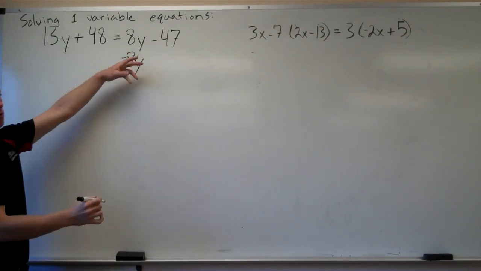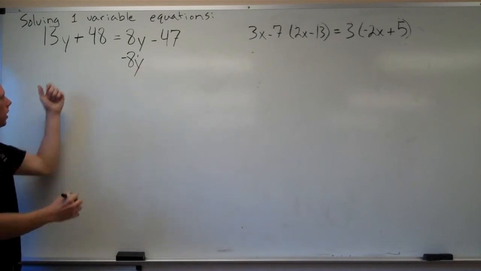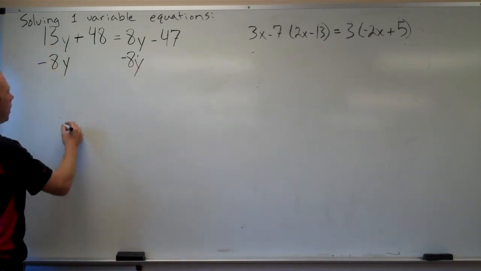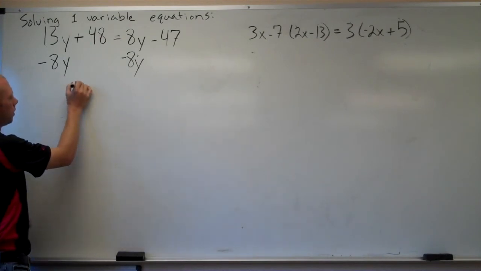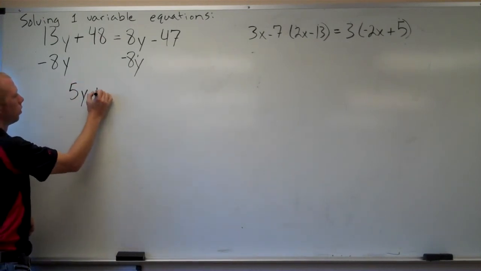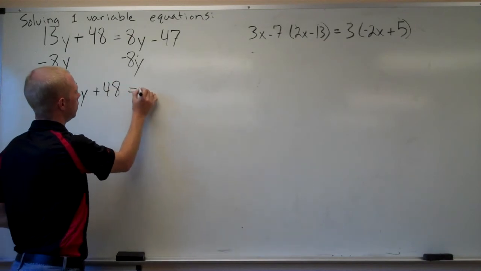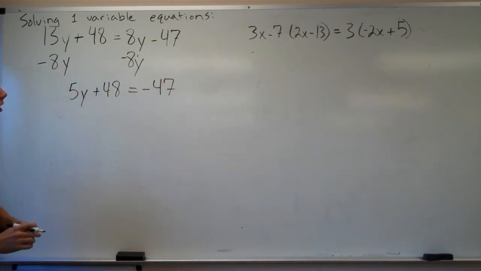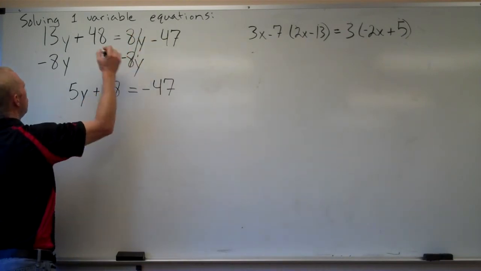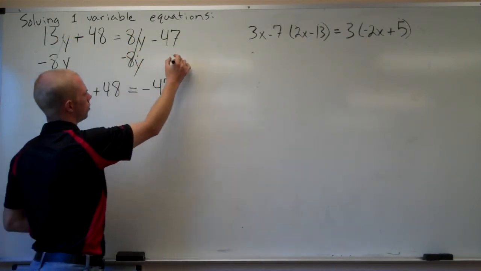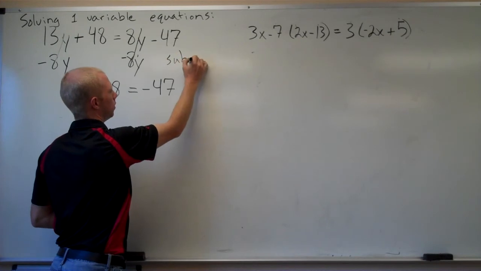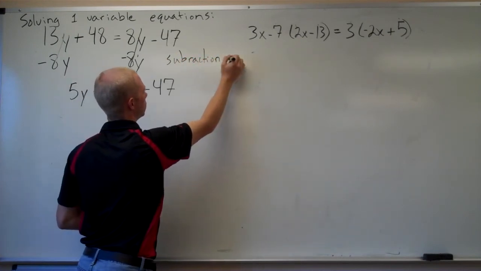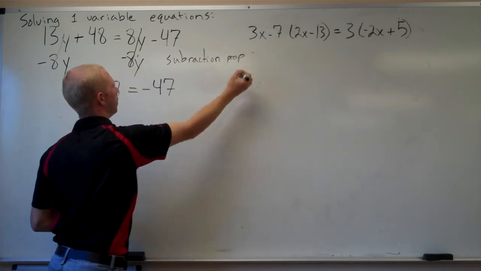Now I could choose to move either. I choose the 8 so that I keep things positive when I can. 13y minus 8y is going to give me 5y plus 48 equals negative 47. Okay? At this point, what I notice is that I subtracted from both sides. This is your subtraction property.